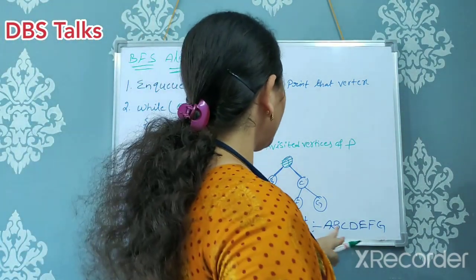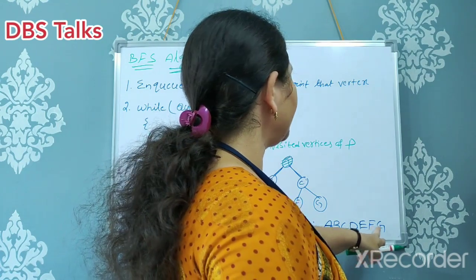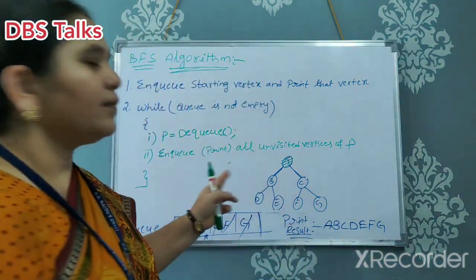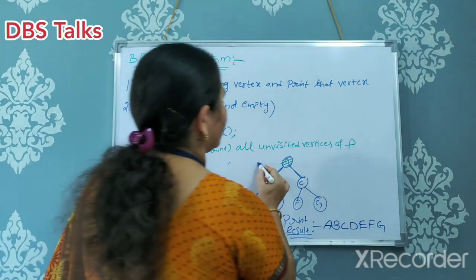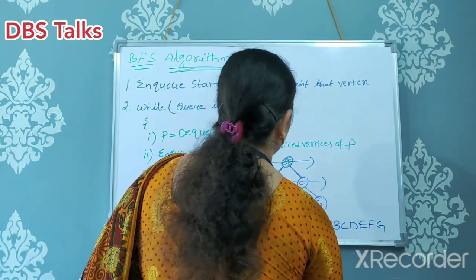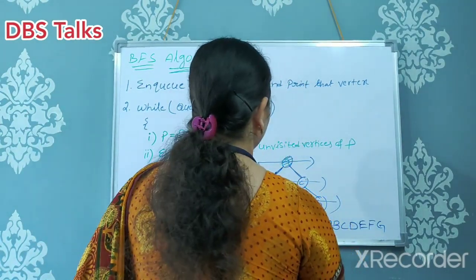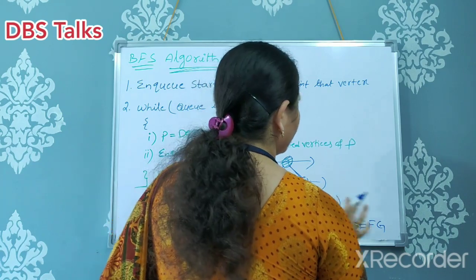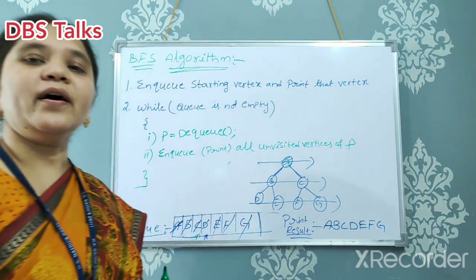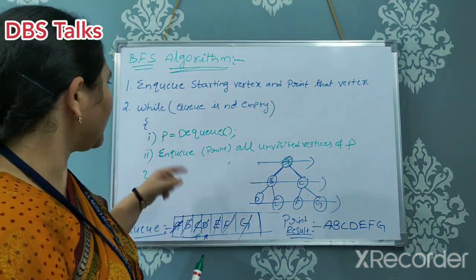What is the answer? A, B, C, D, E, F, G. So this is the breadth first search, meaning level wise, order wise. A, B, C, D, E, F, G. Have you understood? This is the small example of how we can perform it.